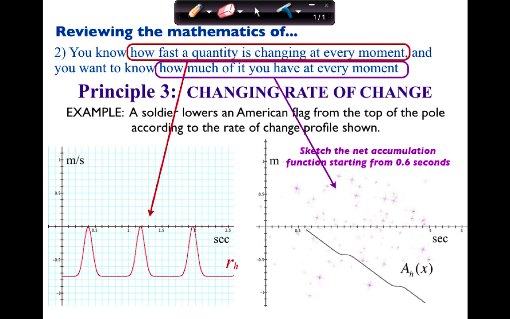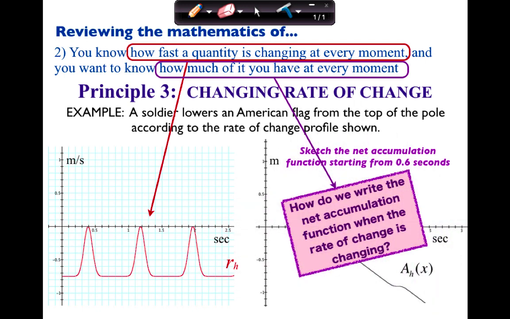Okay? So, how do we write the net accumulation function when the rate of change is changing? This is the big question. This is the hard question. Right? When you have a constant rate of change, piece of cake, linear function. When you have a changing rate, how are we gonna develop that function? This is where the real challenge comes in. You know how fast the quantity is changing every moment. You want to know how much of it you have at every moment.